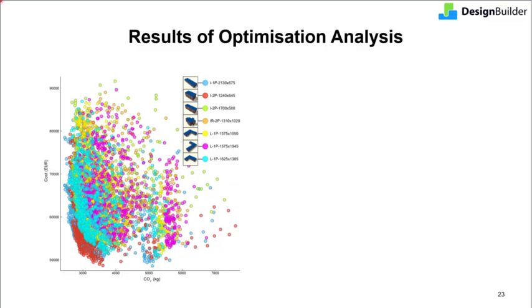The graph shows the cost versus carbon trade-off for the house. 7 optimization runs, one for each building form, are shown by different colors. The results show that the first 2 building forms offer the best performance. They are closer to the Pareto front.